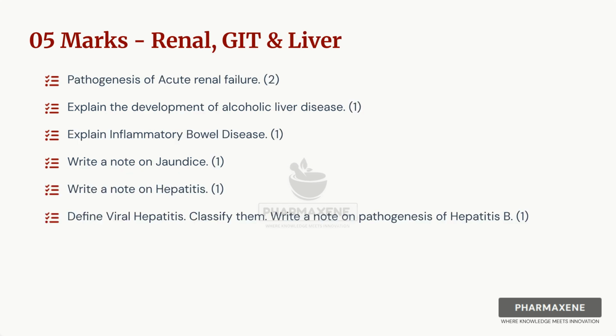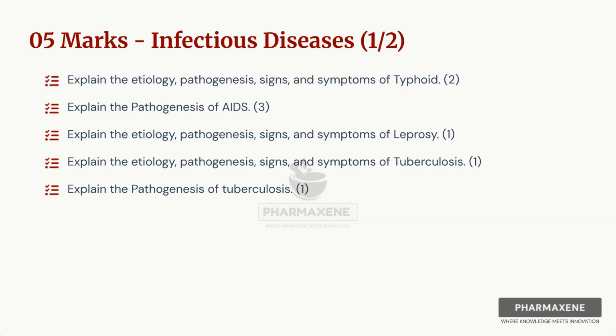In renal, GIT, and liver, 5-mark questions include acute renal failure, alcoholic liver disease, inflammatory bowel disease, jaundice, hepatitis, and the pathogenesis of hepatitis B. For infectious diseases, common 5-mark questions are on the etiology and pathogenesis of typhoid, AIDS, leprosy, and tuberculosis.